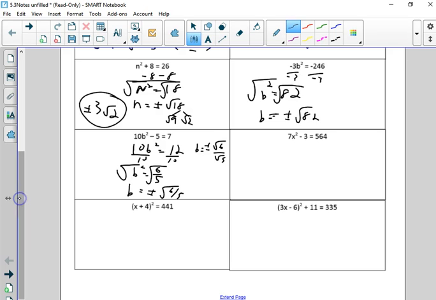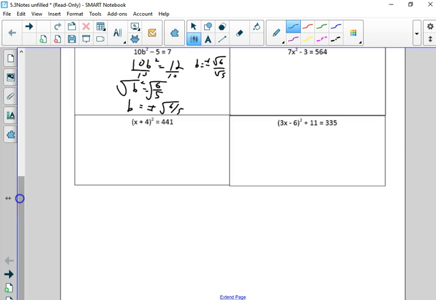Now this next one's a little bit different. And this one throws people off a lot. We have a parentheses. Okay, so this one's different. This one has a parentheses, but the parentheses is being squared. So guess what? We can still square root that. That cancels that too. And we can square root that.